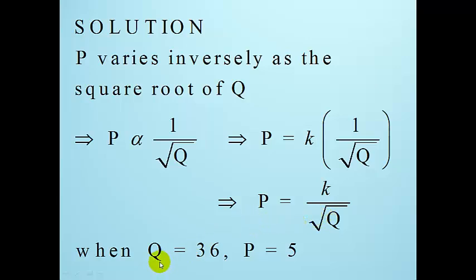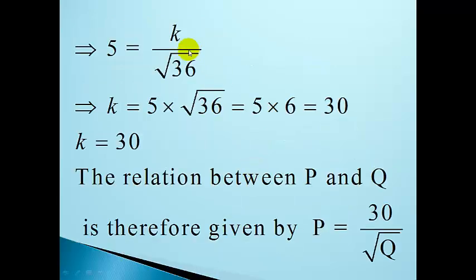Now, from the question, when q equals 36, p is equal to 5. That means that wherever you see p, we have to put 5. And wherever you see q, we have to substitute it by 36. So by substitution, we have 5 is equal to k over the root of 36.